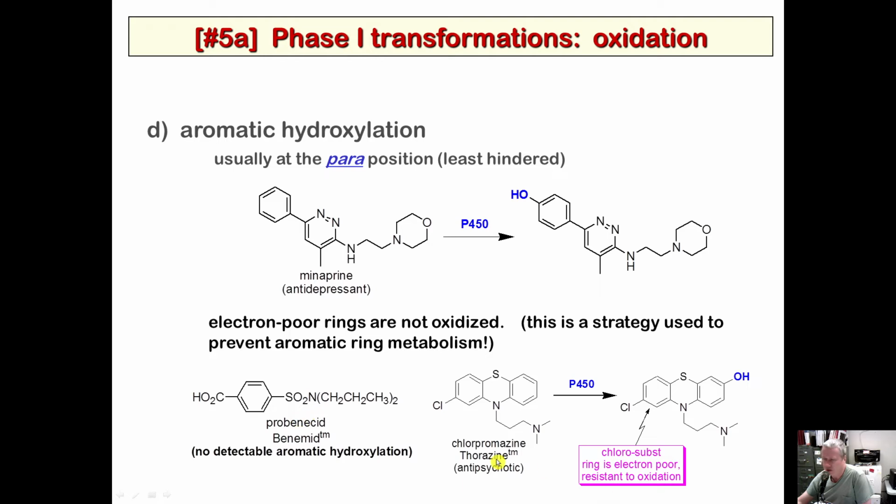Another one, chlorpromazine or Thorazine. It's an antipsychotic drug. So it has a chlorine aromatic on the left and just a normal aromatic ring on the right. The right side aromatic ring does get oxidized. The left side doesn't, and that's probably due to the chlorine being electron poor and pulling electron density towards it.